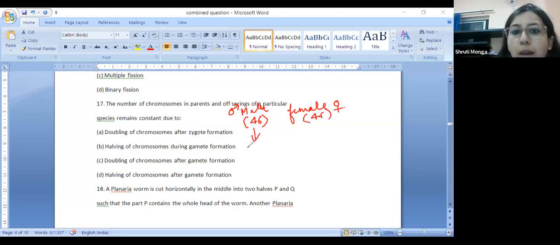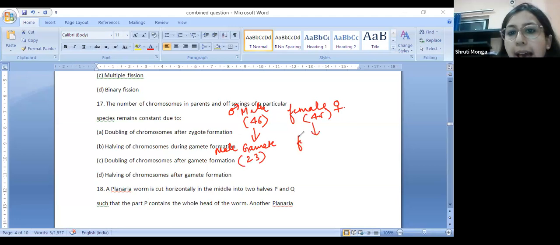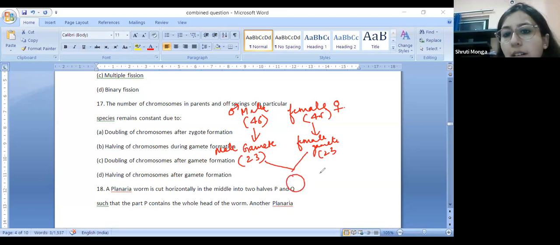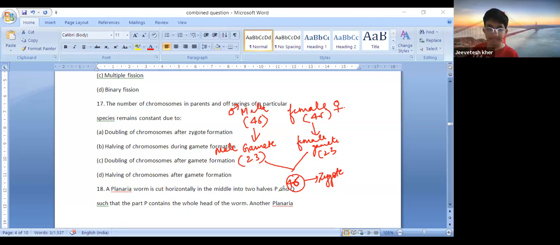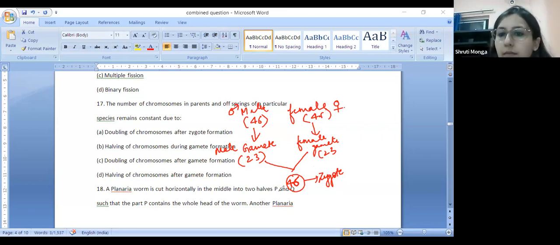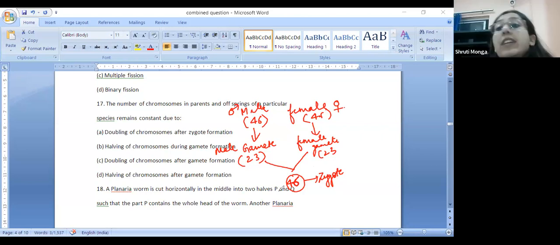But when you talk about gametes, the male gamete will have 23 chromosomes, and the female gamete will have 23 chromosomes. Now, when these gametes fuse as a result of fertilization, we form the zygote, and the number of chromosomes is restored in the zygote as 46. You can draw this in your NCERT or in your bio notes. The chromosome number is restored. Is 46 present in every cell or in total? Every cell. Okay, fine.